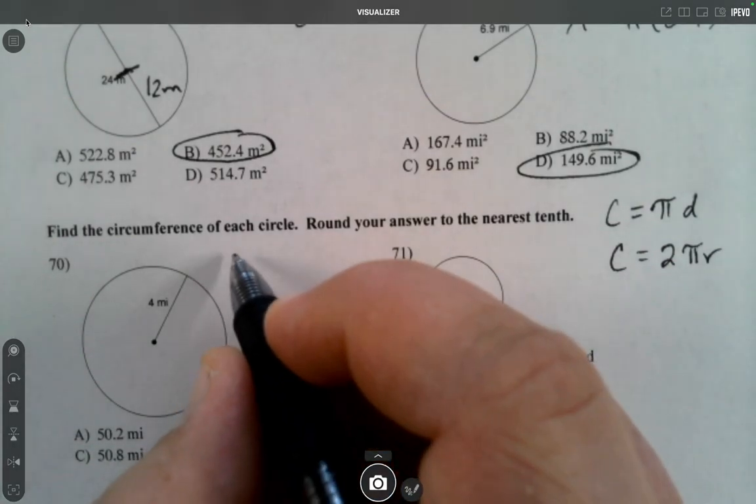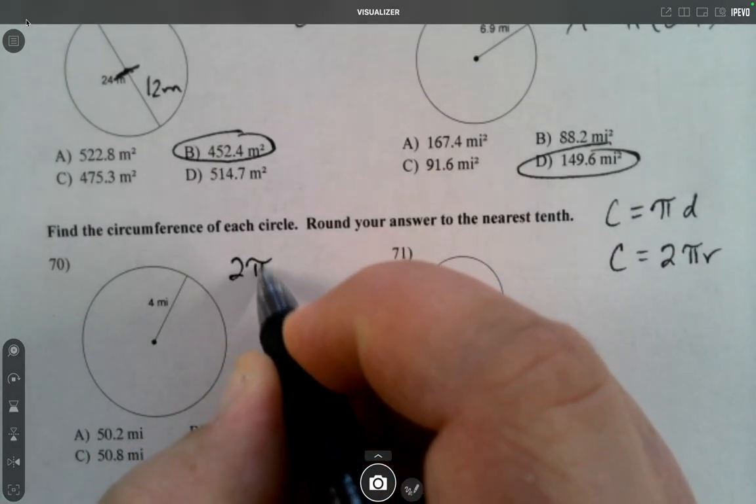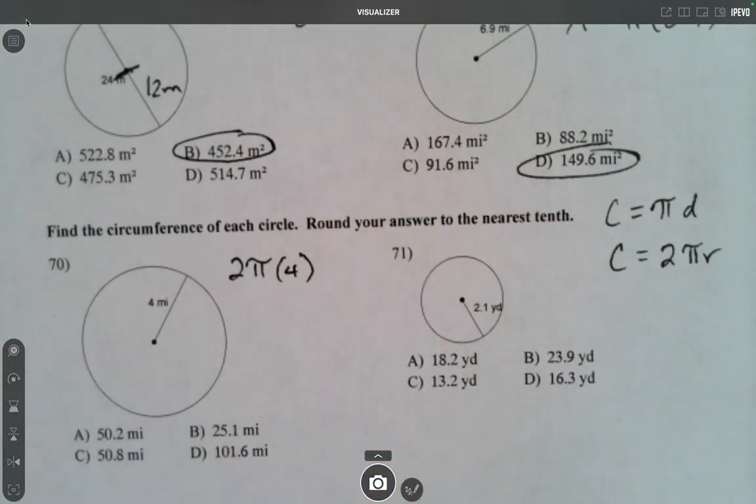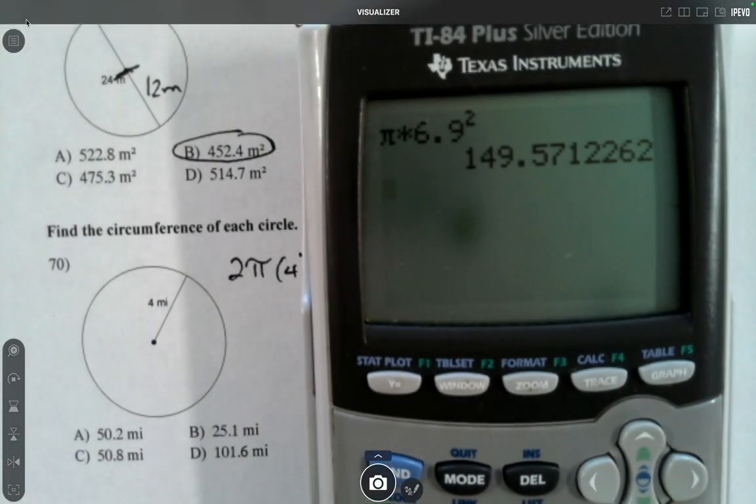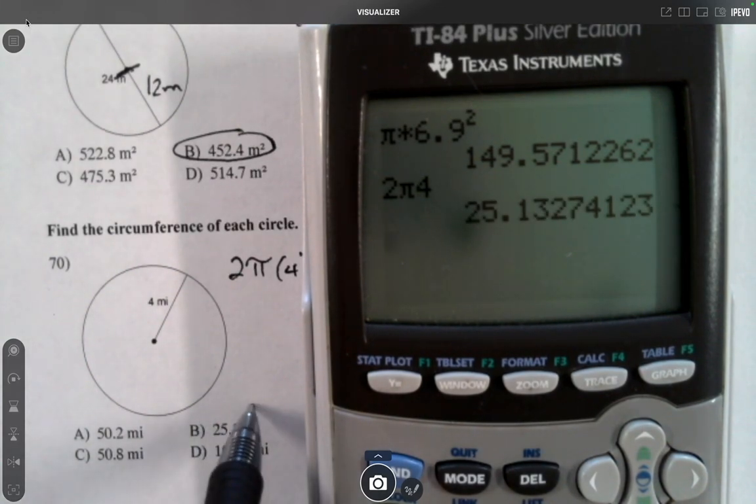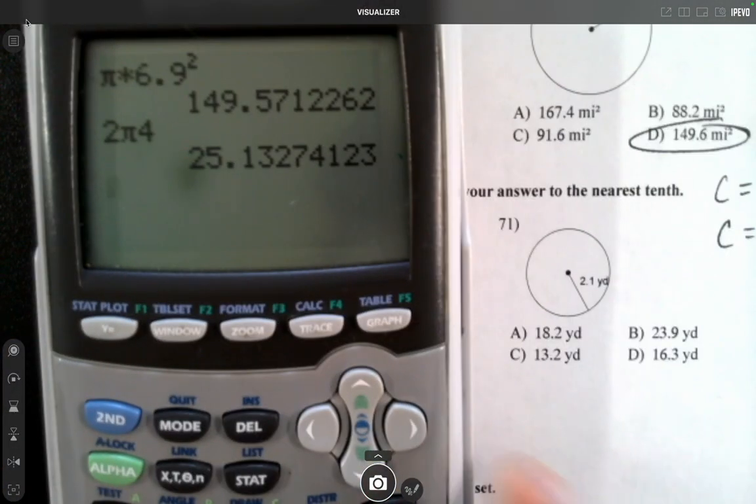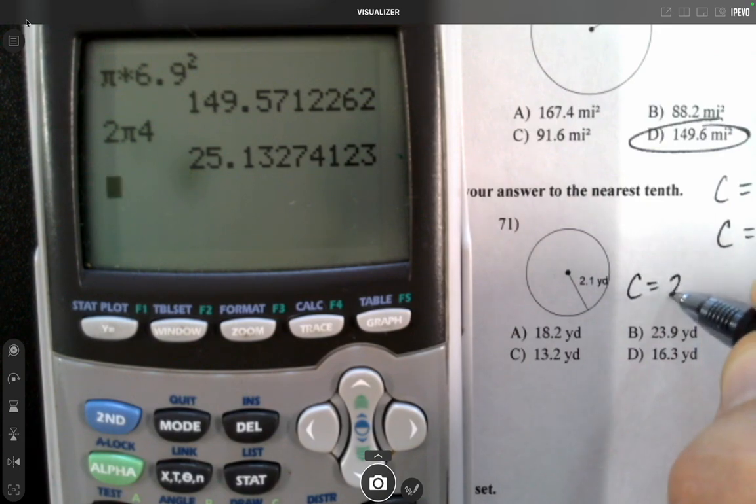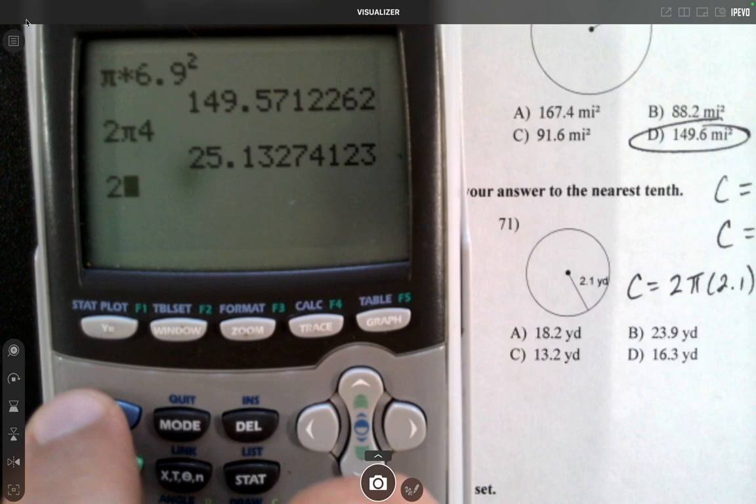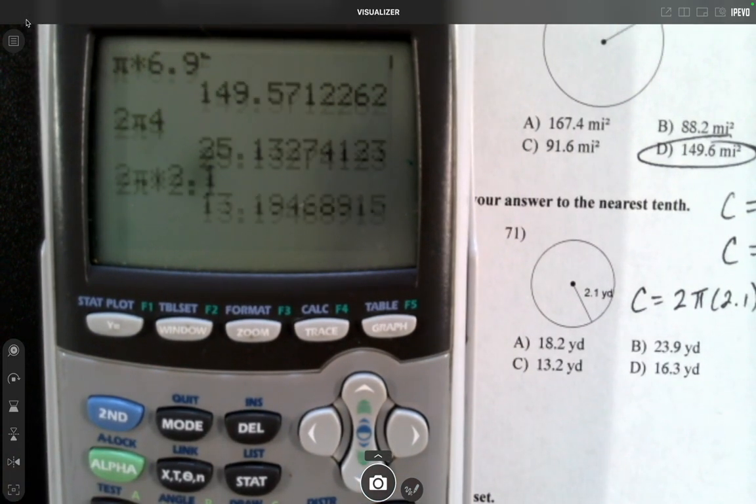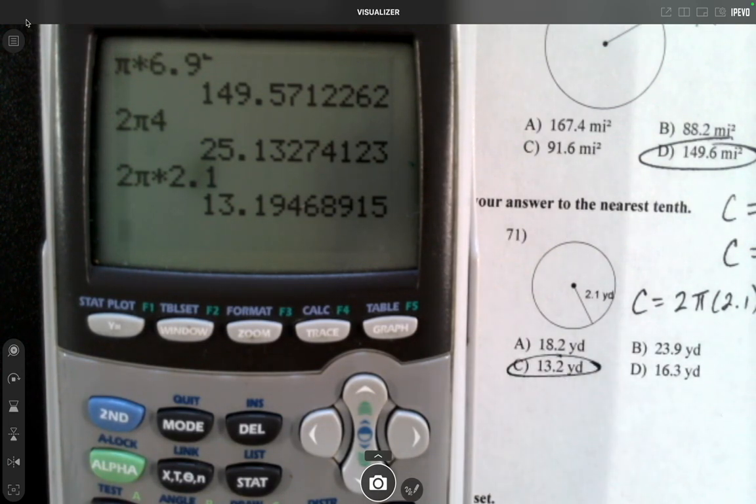So on number 70, we do 2 pi times 4. So 2 pi times 4. We get 25.1, so that is answer B. On number 71, we do 2 pi times 2.1. We get 13.2 yards, which is answer C.